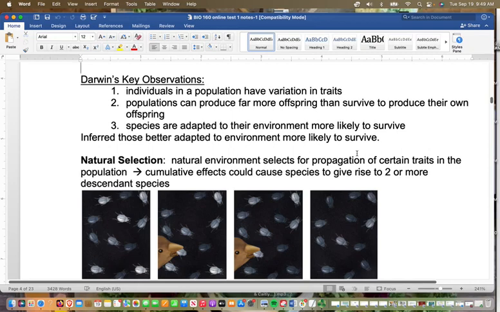But if you look at something like insects, a lot of times they will produce hundreds or thousands of offspring, but not many of them make it. So natural selection just looks at the natural environment and selects for propagation of certain traits in the population. What will happen is the cumulative effects could cause the species to give rise to two or more descendant species.